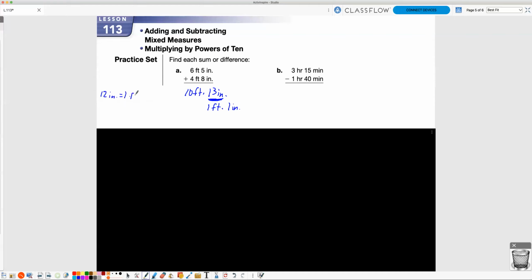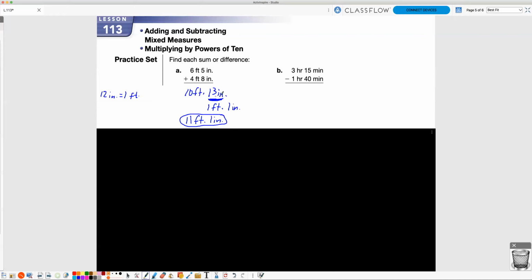So because 12 inches equals 1 foot, 13 inches is the same as 1 entire foot with 1 left over. So that means I'm going to have 11 feet 1 inch for my final answer. That's the best way to represent that. It would not be 10 feet 13 inches, but 11 feet 1 inch.